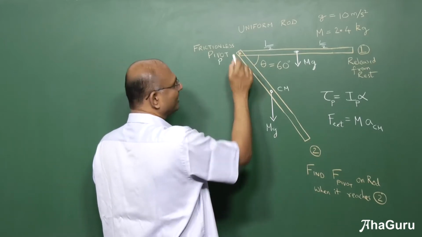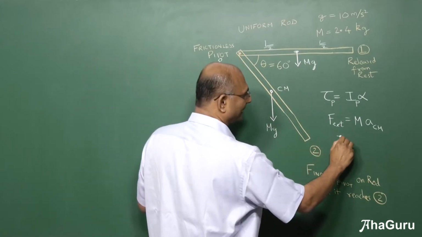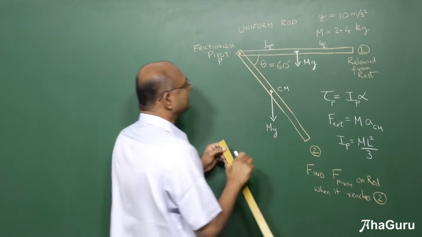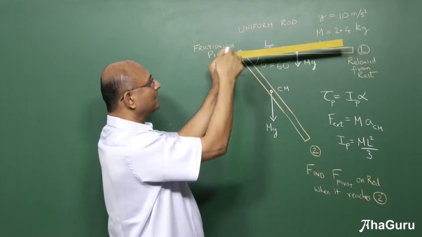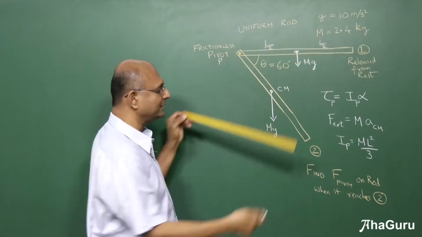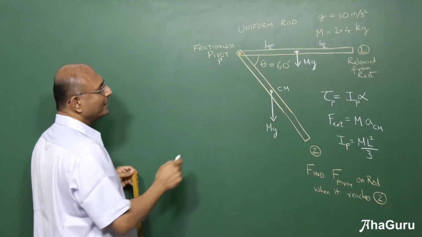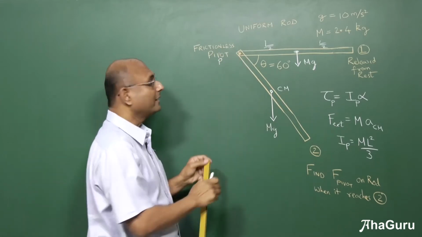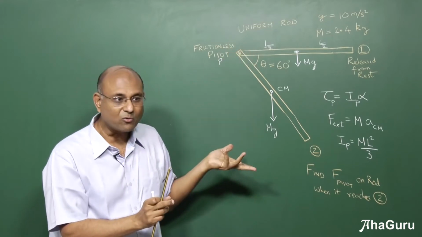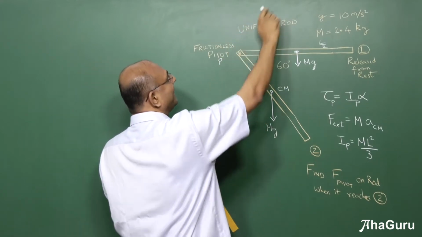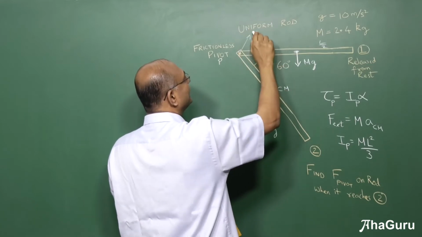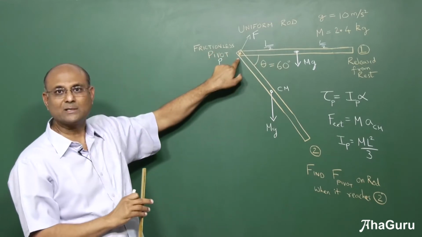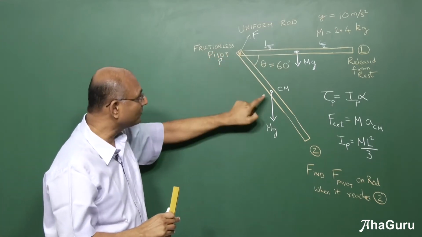It's very simple here because I about the pivot is quite straightforward. I about the pivot is ml squared by 3, because we are talking about an axis perpendicular to the rod passing through one end. These are things you probably already know. The only question is, when it is here, what is the torque? The torque about P due to the force acting at the pivot is not required, because the force at the pivot may be acting in some weird direction like that, F, but that force passes through the pivot, so its torque is 0. So the only torque I need to worry about is that of mg.